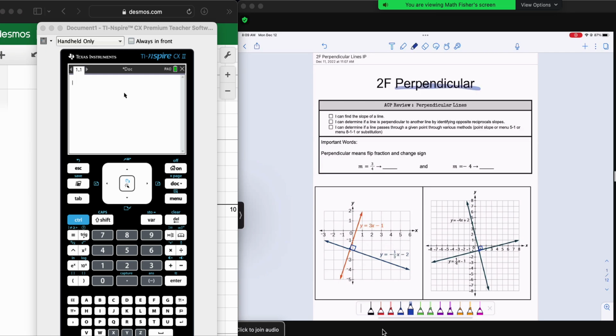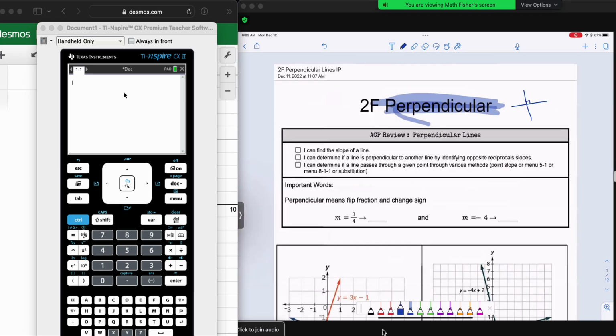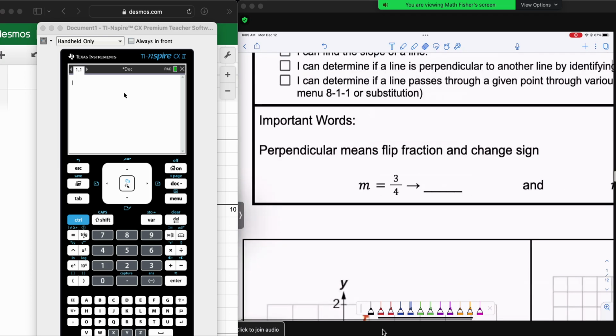Today we're going to be talking about perpendicular, which is the opposite of parallel. Our lines have to make a perfect square. Real quick, remember that we have to flip the fraction and change the sign. So 3 over 4 is positive, so it's going to change to negative, and it's actually going to flip. So it's going to be negative 4 over 3.